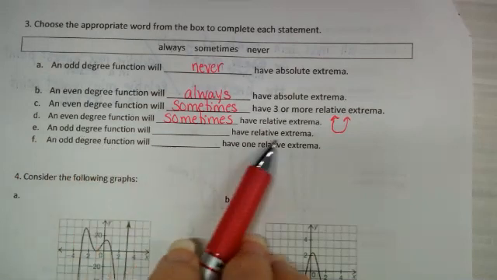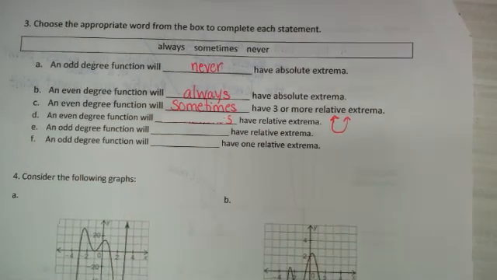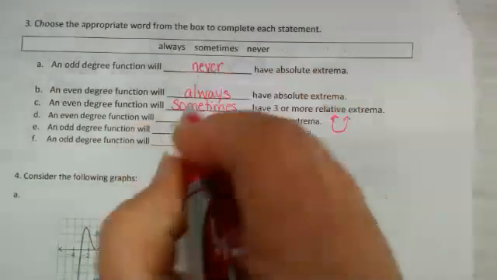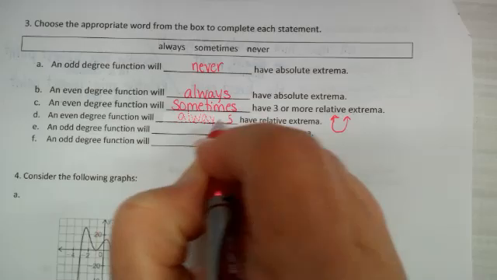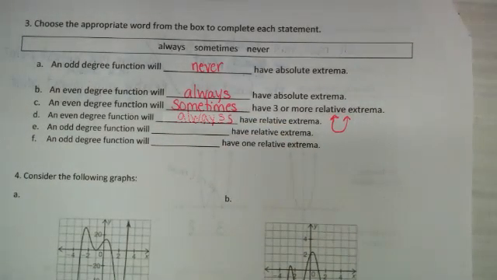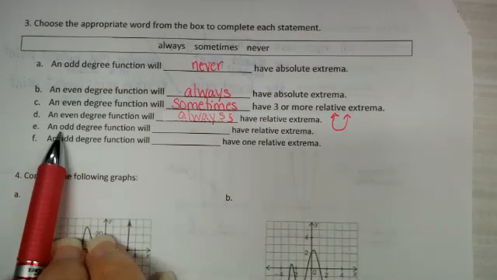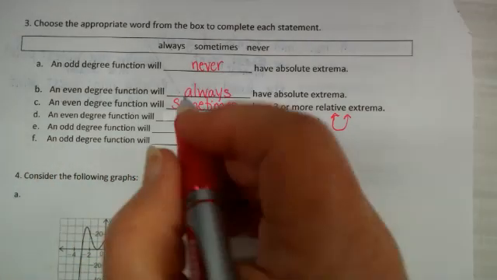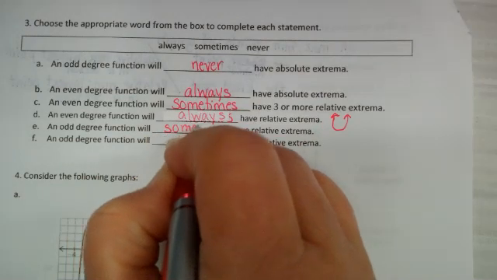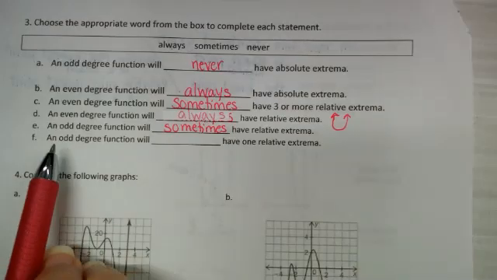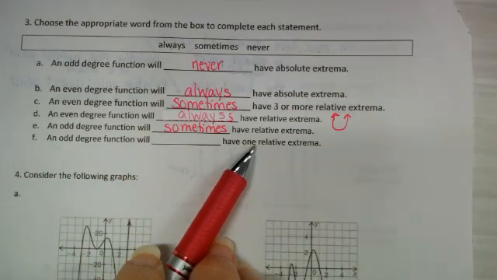An odd degree function will have relative extrema. I'm going to go back and amend what I just said. An even degree function always has relative extrema, because we're going to say that all of the extrema are relative and some of them are absolute. An odd degree function will have relative extrema. Sometimes. Remember, sometimes they didn't have any, and sometimes they had 2 or 4. An odd degree function will have 1 relative extrema.